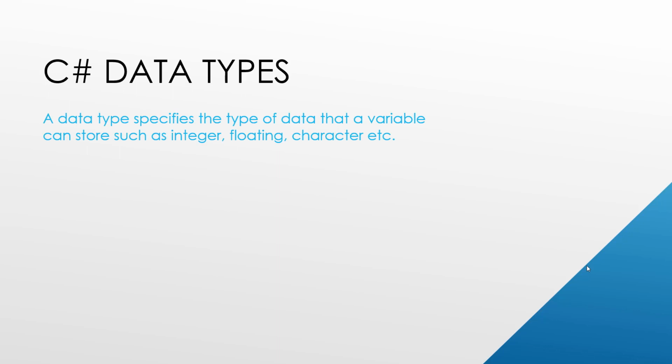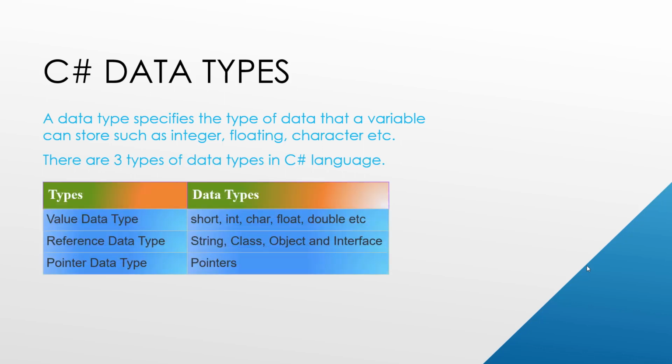What is a data type? A data type specifies the type of data that a variable can store, such as integer, floating, character, right? There are three types of data type in C# language: value data type, reference data type, and pointer data type. Value data types are like short, int, char, float, and double, etc. In reference data types, we have string, class, object, and interface. For pointer data type, we have pointer.